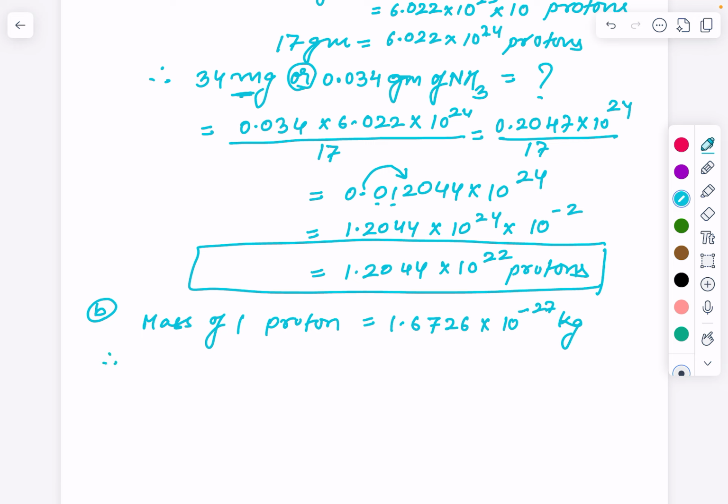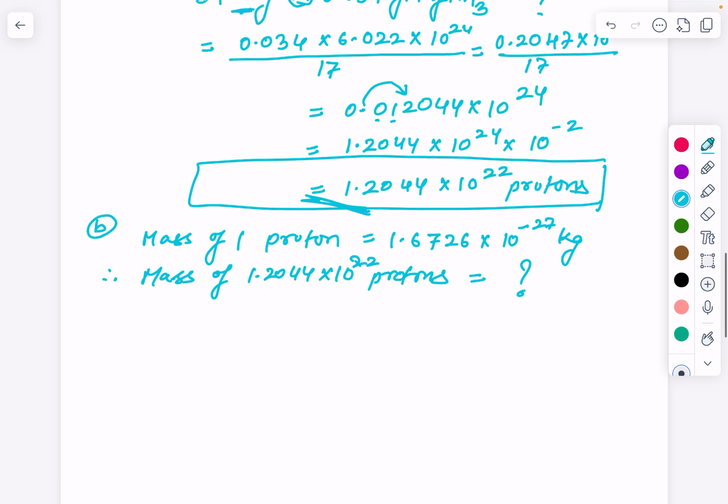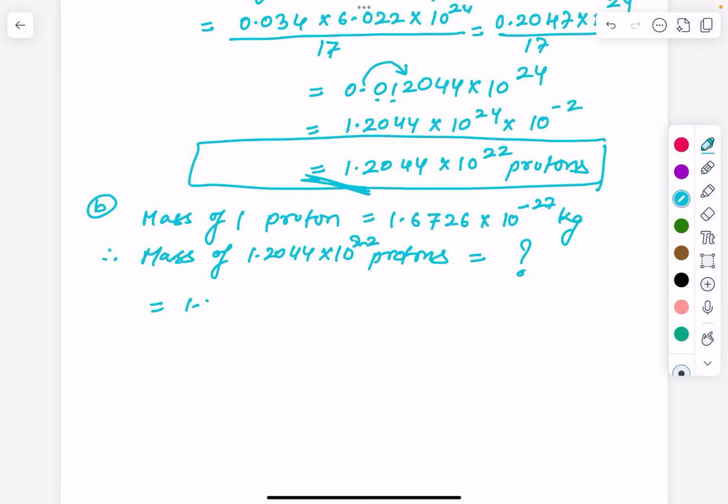Therefore, we have just now found out the number of protons in 34 milligrams of ammonia. So what will be the mass of 1.2044 into 10 to the power of 22 protons? Again, here you just need to multiply. So let us see, 1.2044 into 10 to the power of 22 into 1.6726 into 10 to the power of minus 27 kg. Okay, you need to multiply this too.